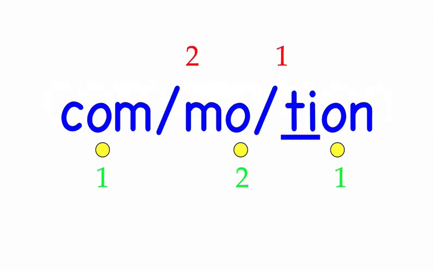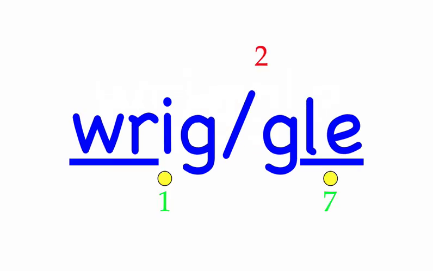Com-mo-shan. Row 8. Wriggle. Wriggle. Let's see how you wriggle out of this one. Wriggle. Rig has three sounds, r, I, g. Gull, two sounds, g, ul. Wriggle. Wrinkle. Mark the word. Wrinkle. And when we have a consonant followed by LE at the end of a word, then that consonant plus LE form a syllable. LE functions as a vowel team here. That's vowel group 7.